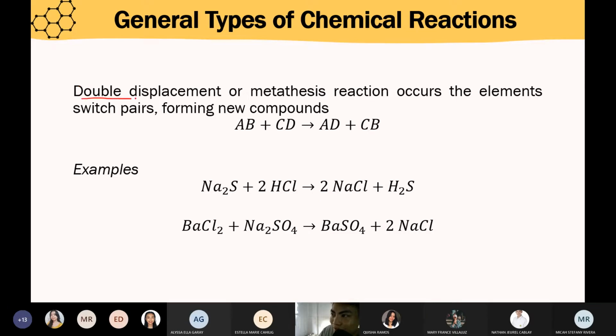And then you have your double displacement. Basically, you just switch pairs. If, say, AB and CD partner, they will swap partners. So you have AD and CB. Here are some examples. Sodium sulfide and hydrochloric acid producing sodium chloride and hydrogen sulfide. And then you have barium chloride reacting with sodium sulfate, and that will produce barium sulfate and sodium chloride.